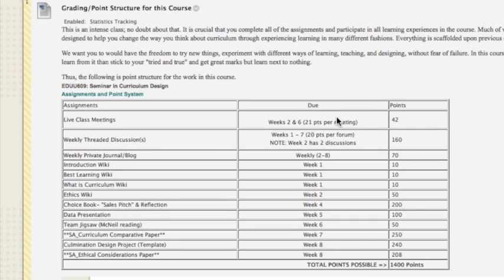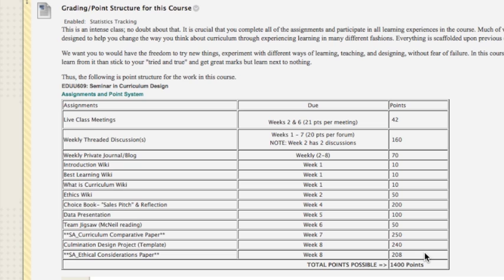Grading structure. Live meetings, each one is worth 21 points for a total of 42. Our weekly threaded discussions are worth 20 points apiece. In week 2, you have 2 threaded discussions. Those 2 threaded discussions are graded independently of each other. So in total, there are 8 threaded discussions in this course. There's the points. Weeks 2 through 8, you have your blog. Each blog is worth 10 points, so for a total of 70. And then it breaks on down.